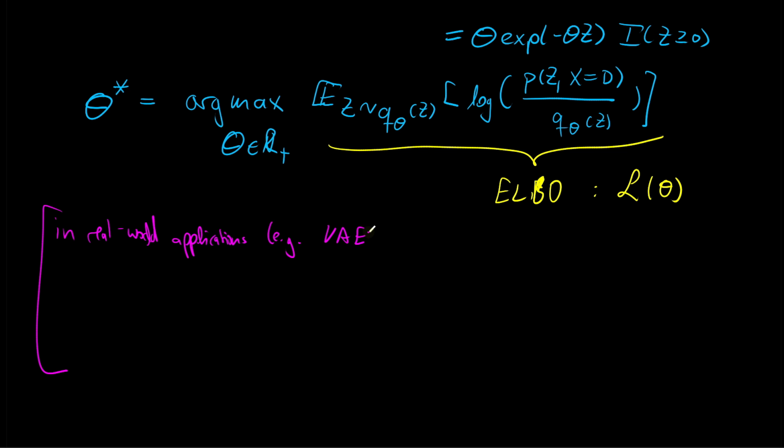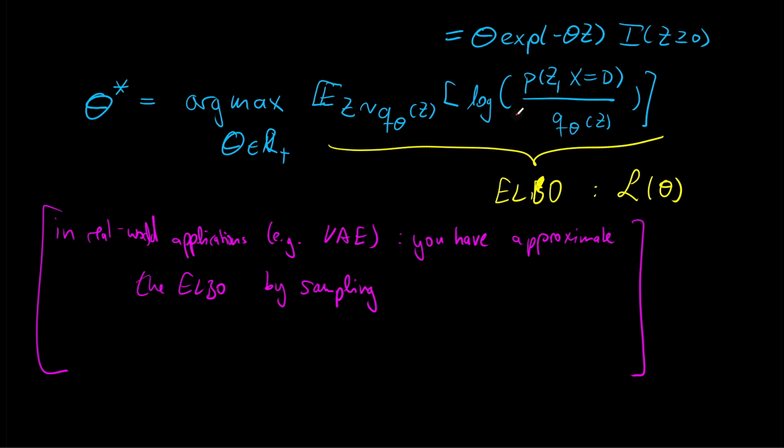So for instance, in a VAE, you have to approximate the ELBO by sampling. Sampling is one strategy to approximate it. Since we can say that an expectation over a distribution of something is approximated by sampling a little bit from the distribution, you will see more about that in the video on variational autoencoders.